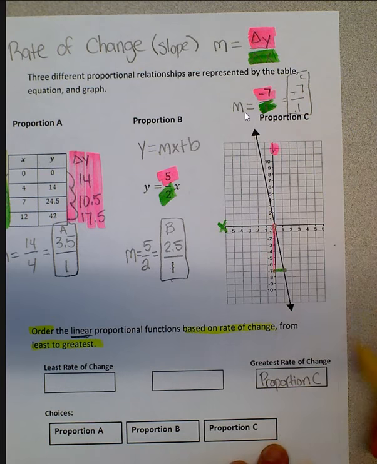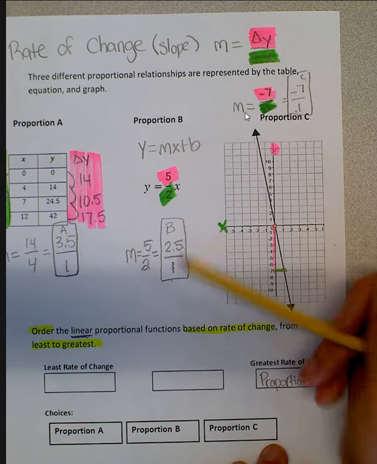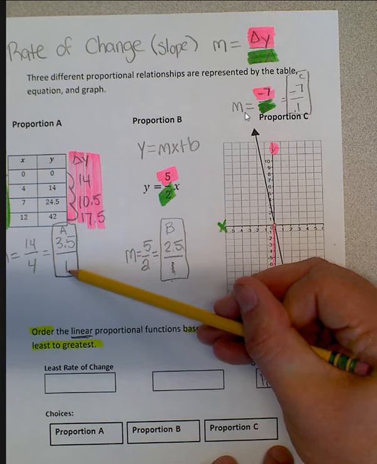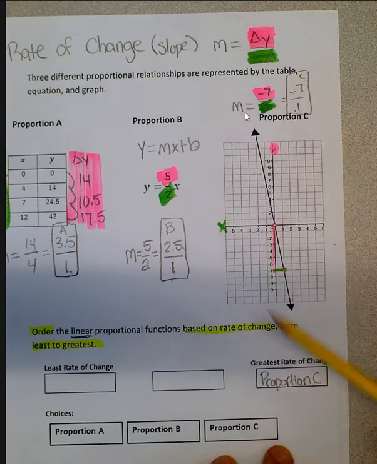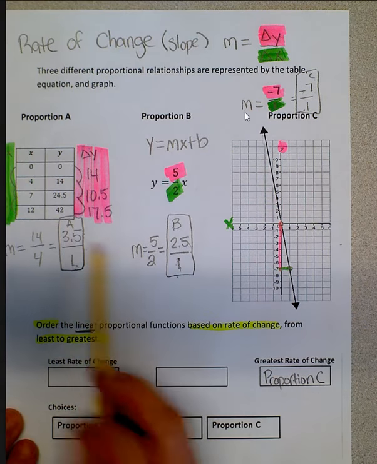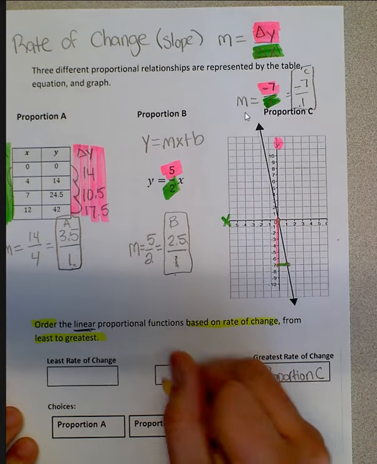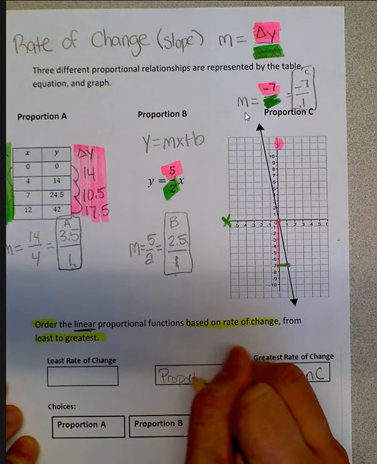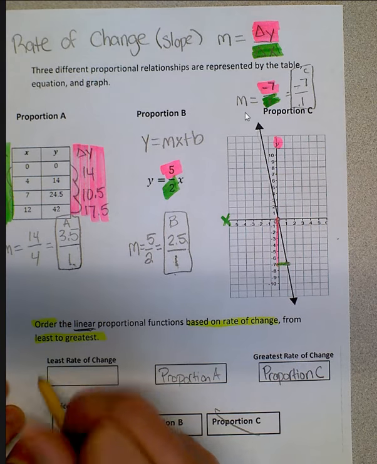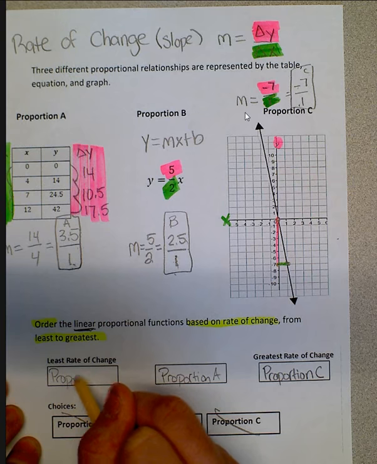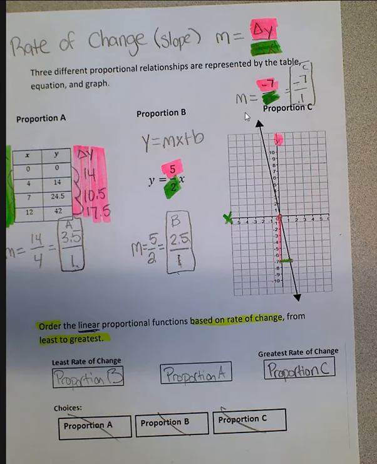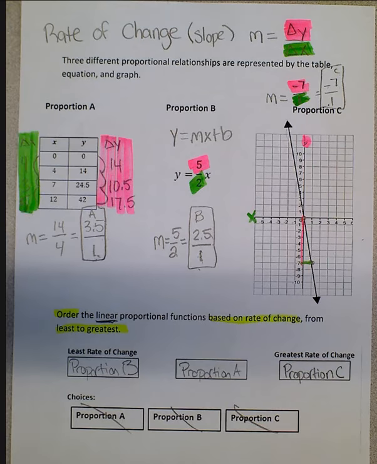And if we look here, y is changing by 2.5 every time x changes by 1. Y is changing 3.5 every time x is changing 1. Our 7 is the biggest number, even though it's negative. To continue, I can see that between these two, proportion A is bigger. So I'm going to put that in the middle block here. And by process of elimination, proportion B must be the least rate of change. So it will go in the first box. And we are complete. Any questions?